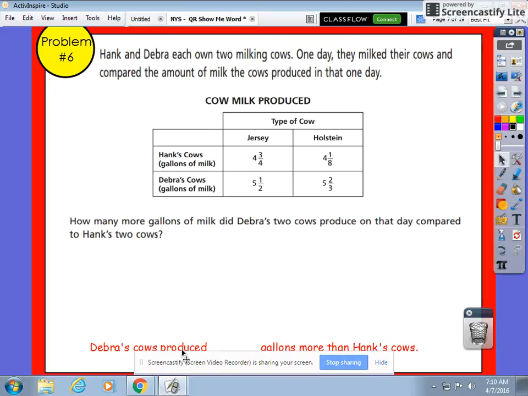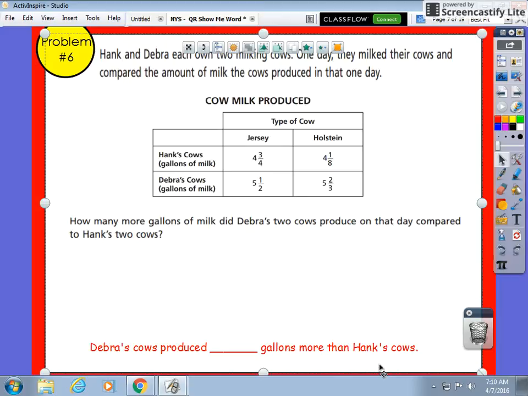So we can see the table that shows how many gallons of milk each type of cow Hank owns produced, and we see how much milk Deborah's cows produced. So our question is, how many more gallons of milk did Deborah's 2 cows produce on that day compared to Hank's 2 cows? And you can see at the bottom of the page that I have my sentence. Deborah's cows produced gallons more than Hank's cows.